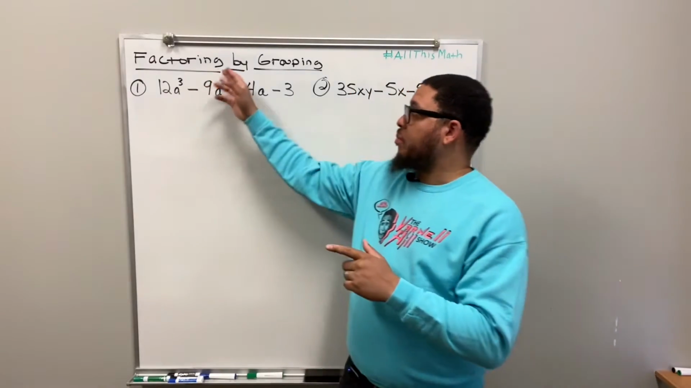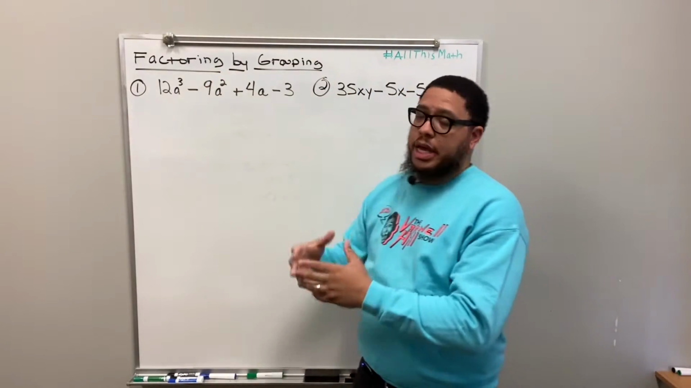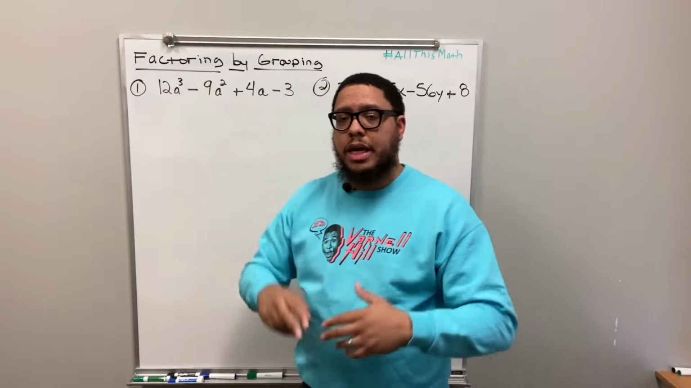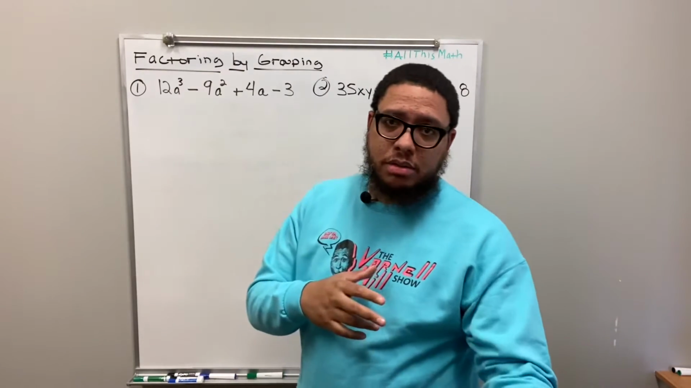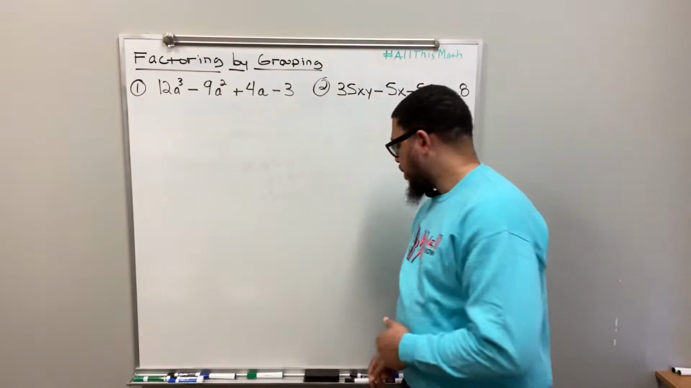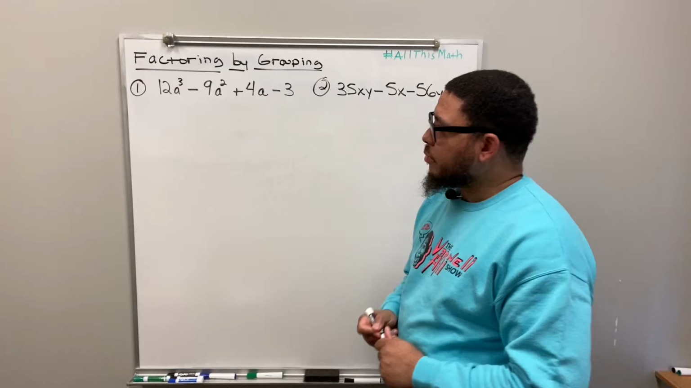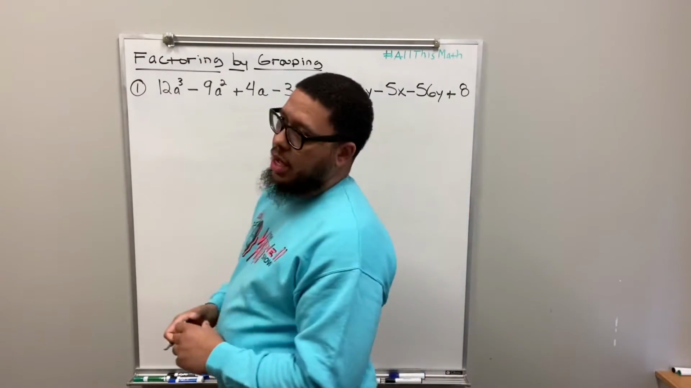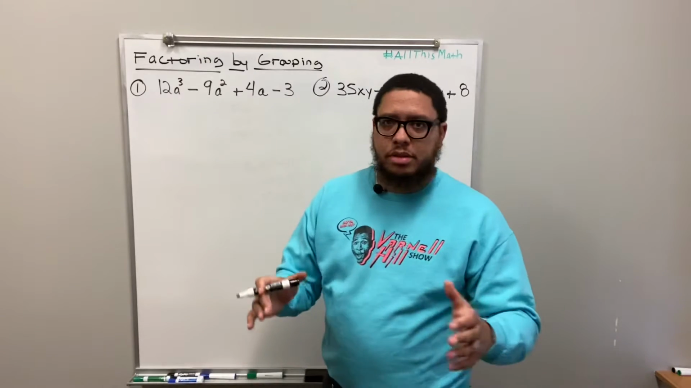Now, it's called factoring by grouping for a reason. We create groups. So if we got 4 terms, we're going to create 2 groups. And each group is going to have how many terms in it? 2, because 4 divided by 2 is 2. So when I start with number 1, I first want to create my groups, and I'm going to put my groups inside parentheses, right?